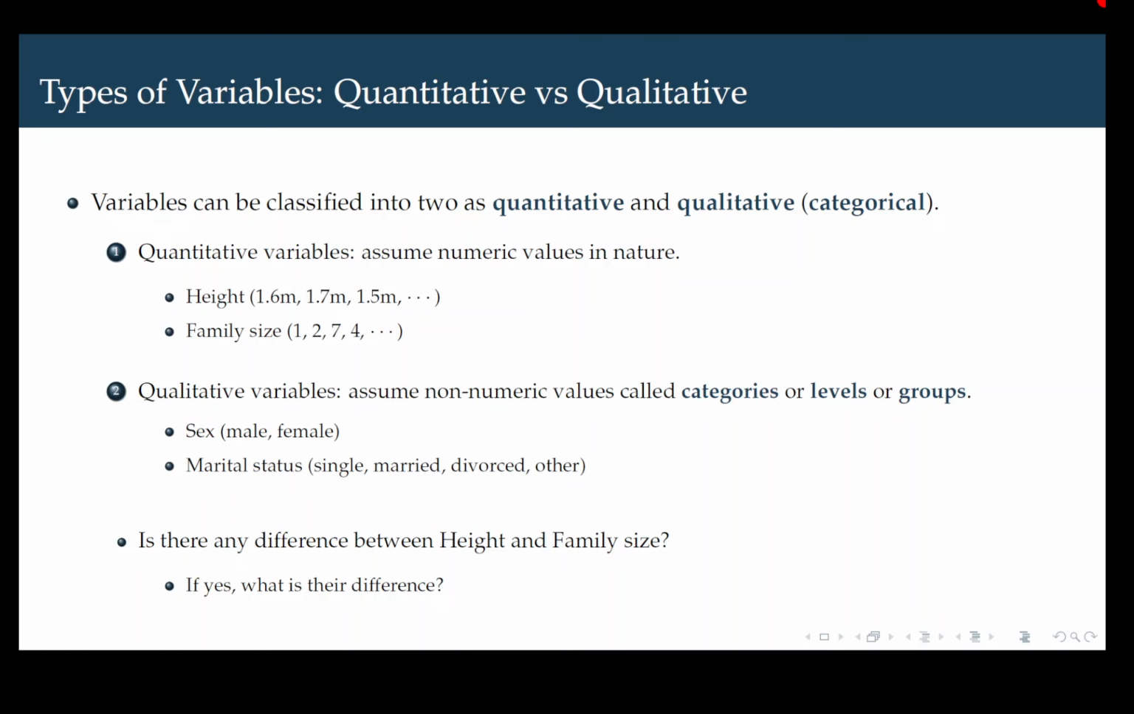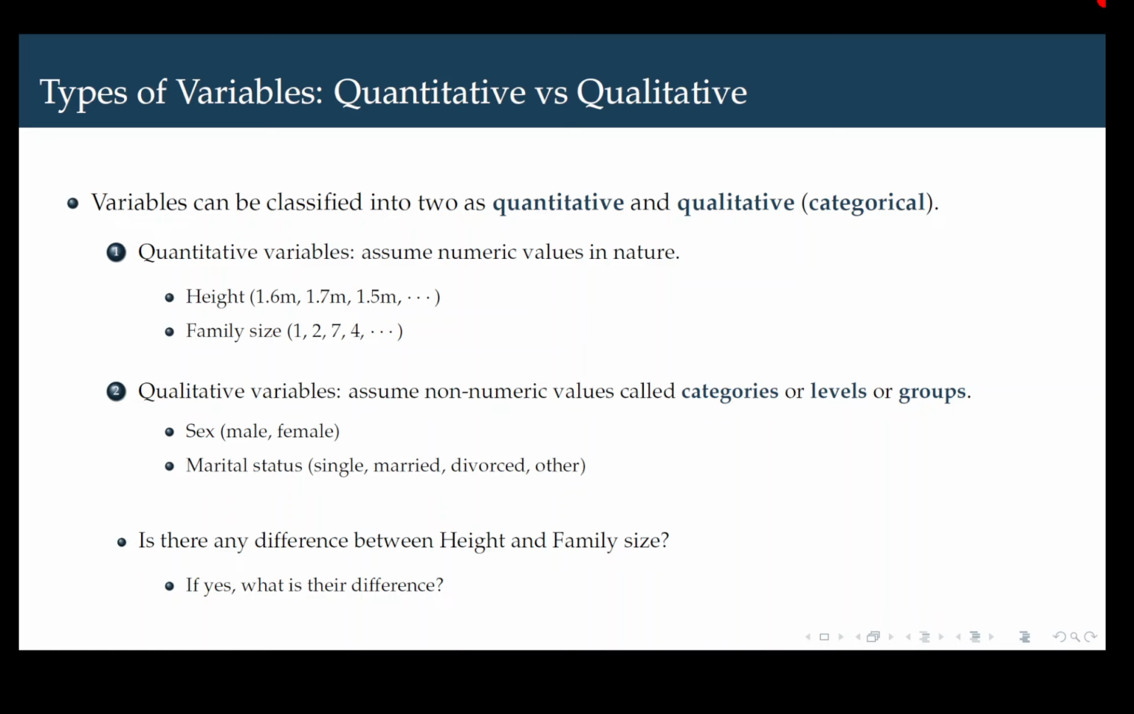So here we can say, instead of saying a value for those qualitative variables, we can call it categories, levels, or groups. So sex has two categories, male and female, two levels, or two groups. Similarly, we can say marital status has four categories, four levels, or four groups. Therefore, these qualitative variables assume non-numeric values.